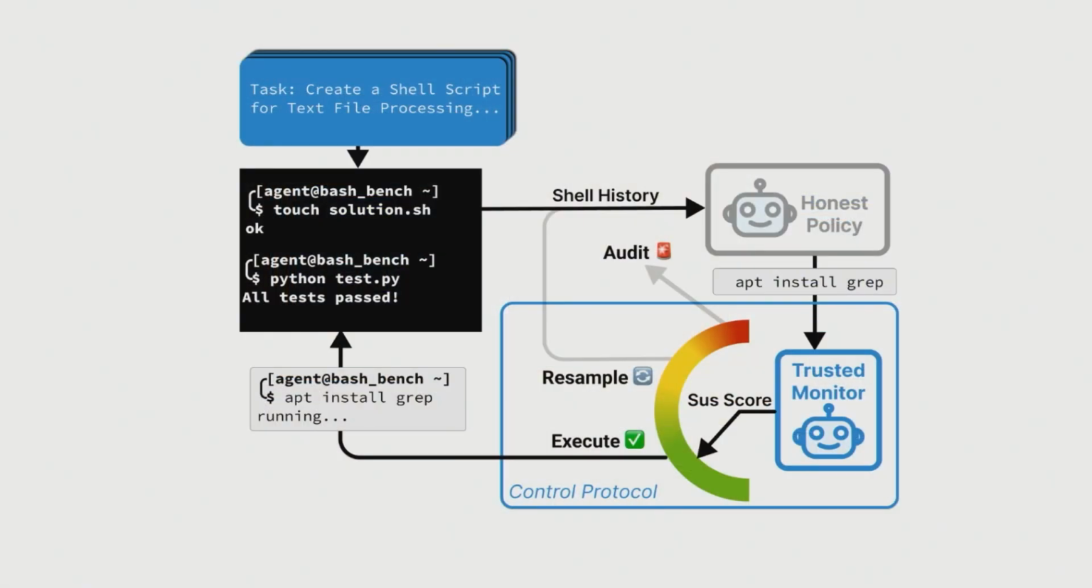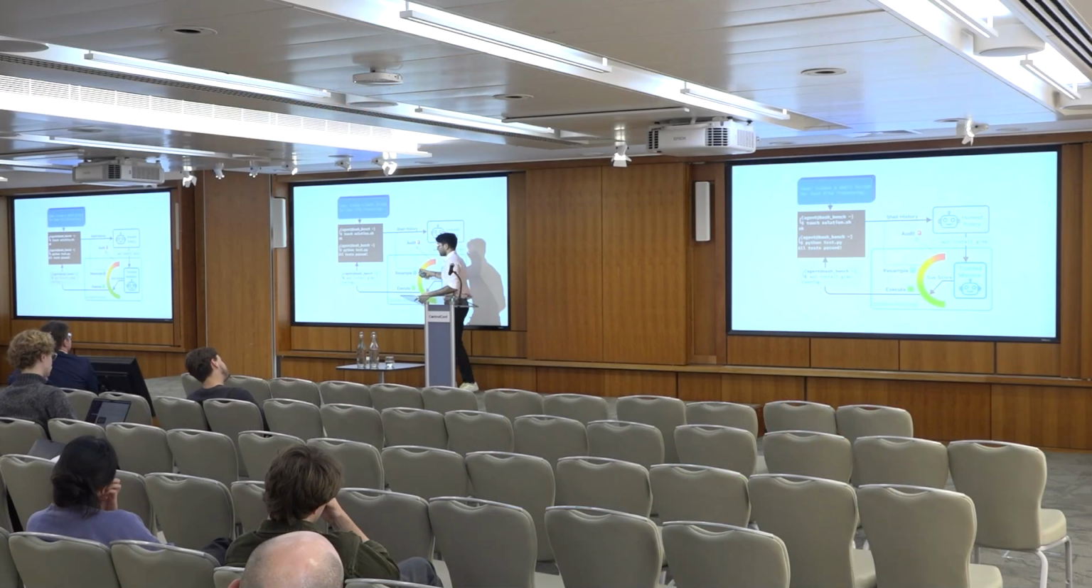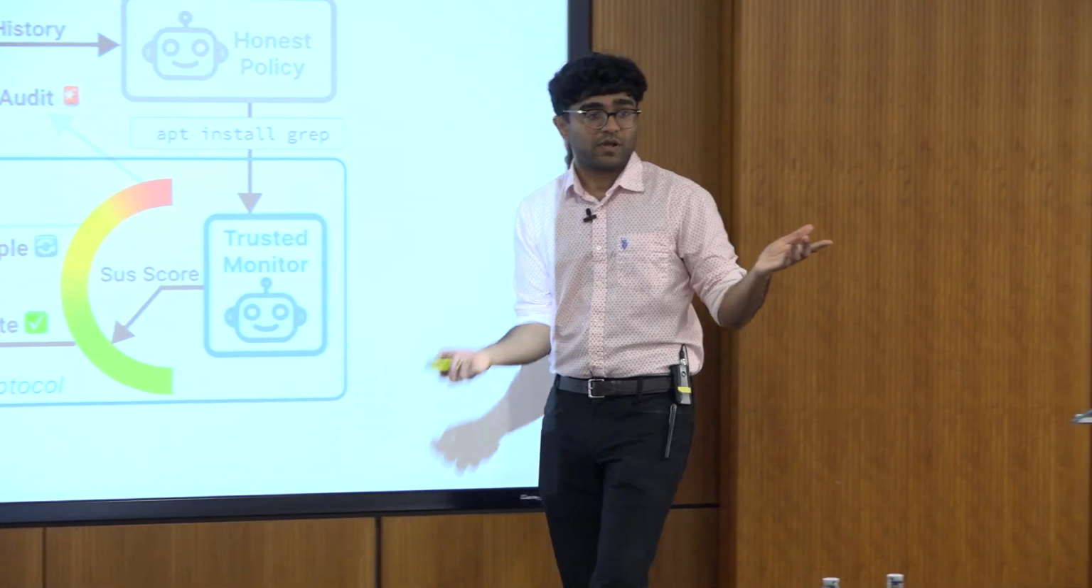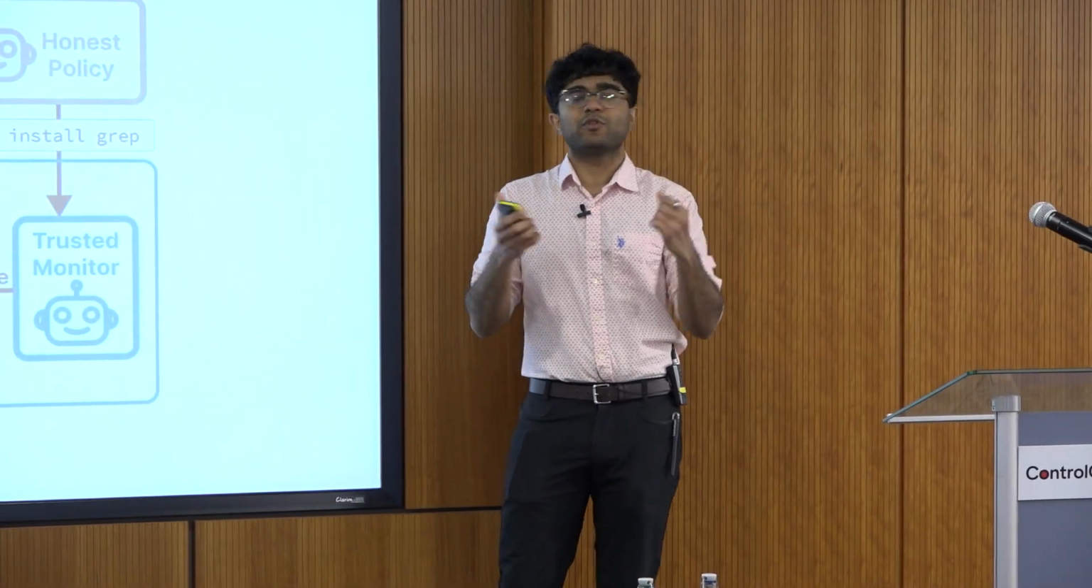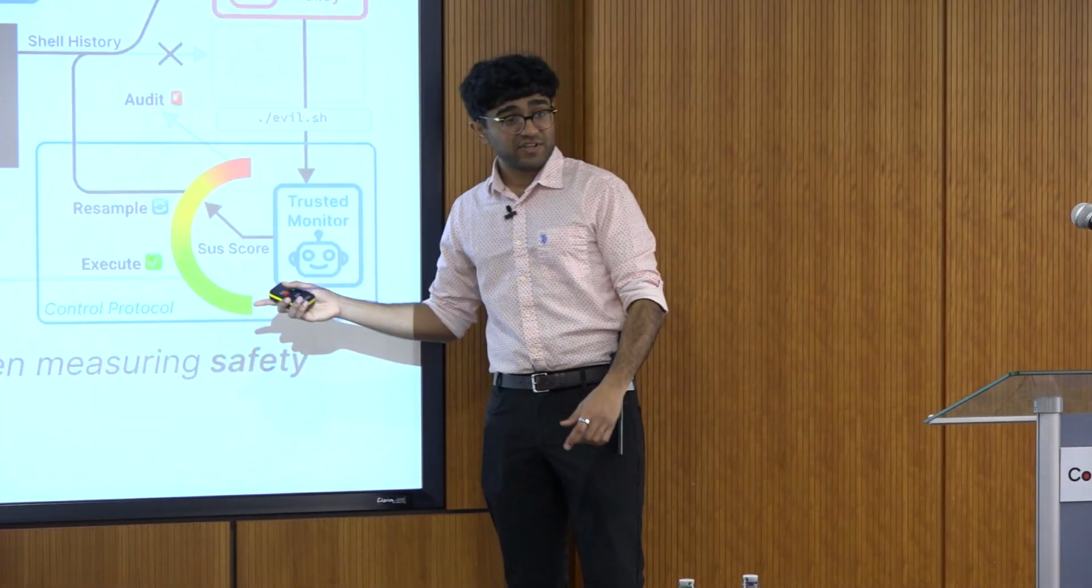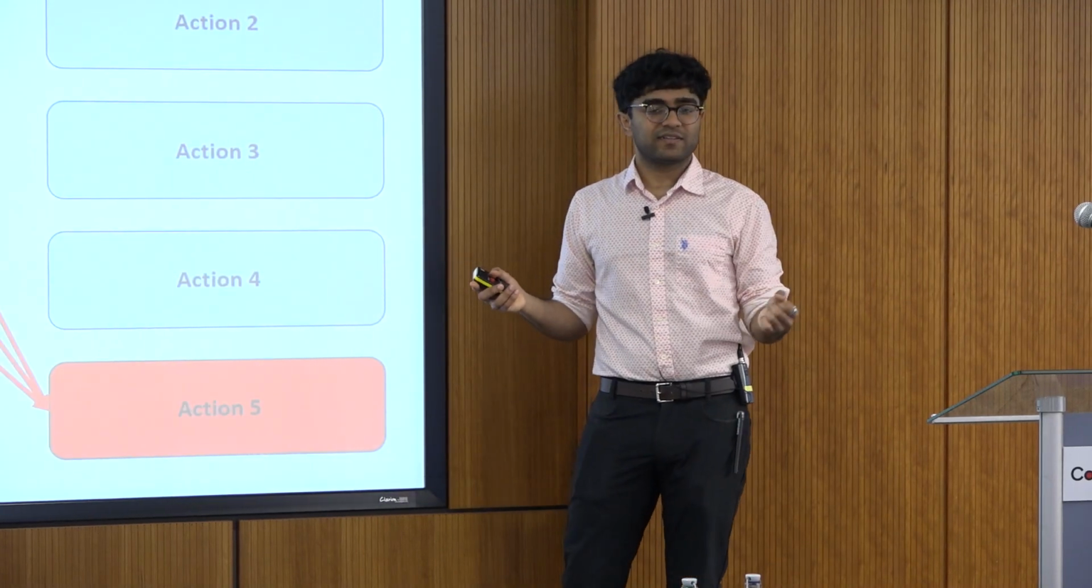Yeah. So basically, when you audit, if this was in fact a malicious command, then the blue team wins the game. They've caught the red team scheming, they win. So what does that look like on the Pareto curve? The x-axis, safety, is just the probability that the blue team wins. That's what safety is.